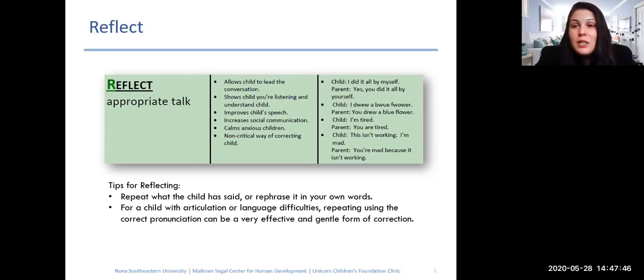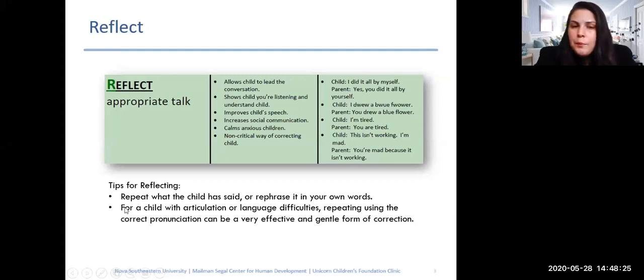It shows them that you're listening, right? This is also going to help improve their speech. A lot of times what I've seen with reflection is a child will perhaps say something that they don't know how to pronounce yet, and even the mere act of reflecting it in the appropriate way is a very gentle way of showing a child, hey, this is how you said it, but I heard you. I heard what you said. This is going to increase their social communication. It's really calming towards anxious children as well. And like I said, it's a non-critical way of correcting them.